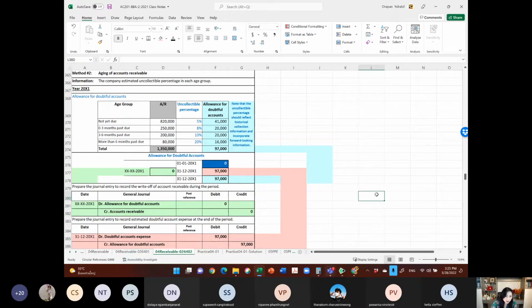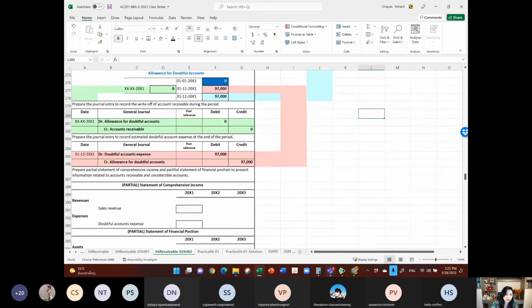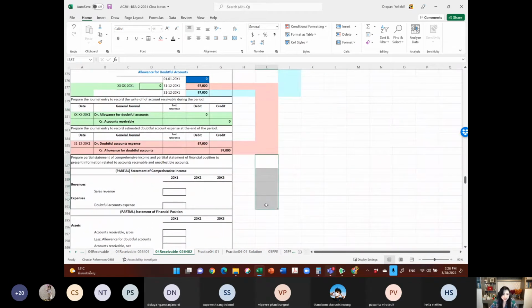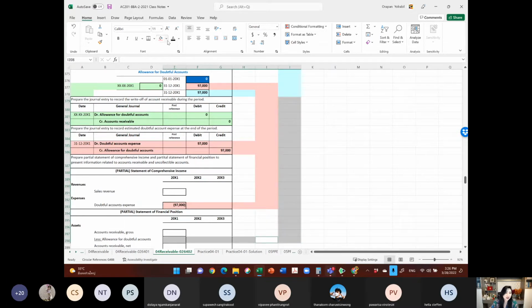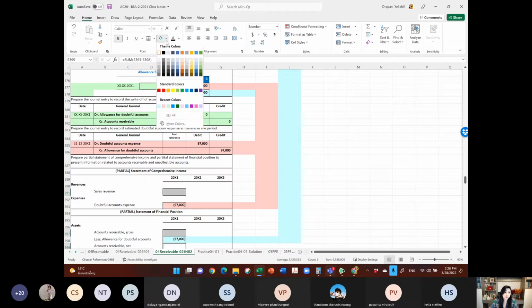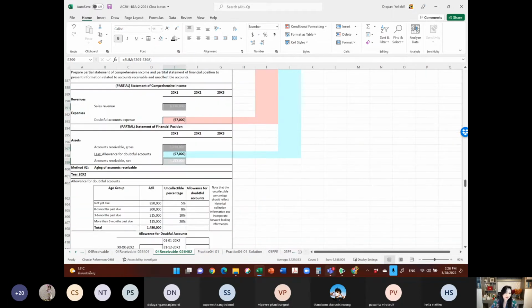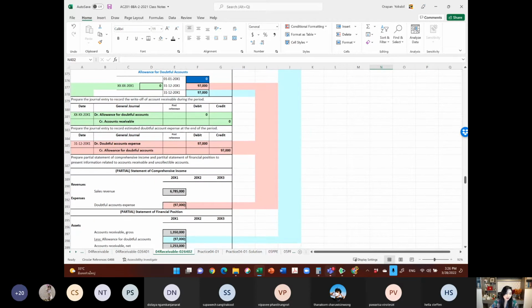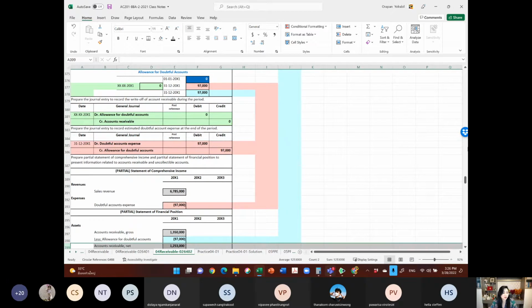All right, so if you finish with the calculation over here, then I can show you the presentation on the financial statements. The expense here will be taken to the statement of comprehensive income, and the allowance would be taken to the statement of financial position. In terms of the sales revenue and the accounts receivable, you are given the information. After you put in all these numbers, you will know that the net realizable value at the end of year number 1 is 1,253,000.